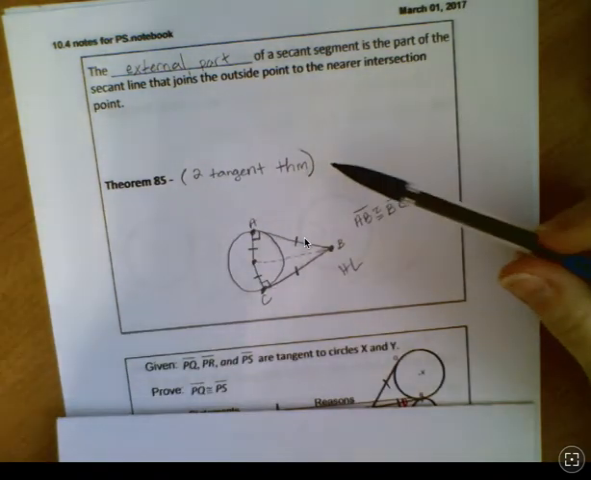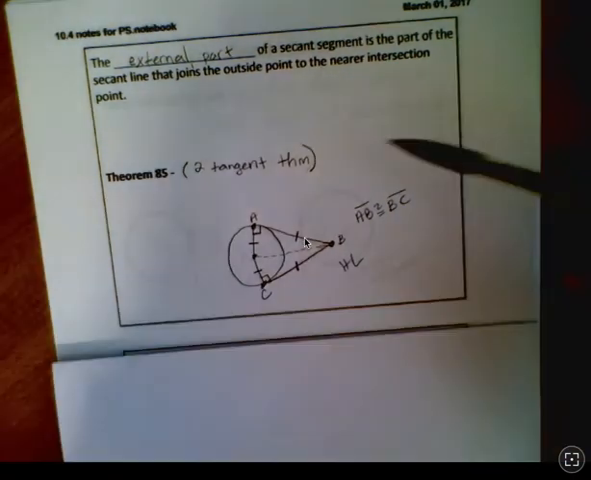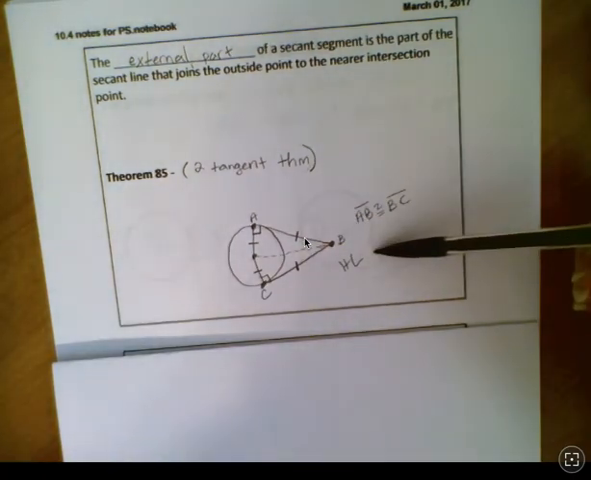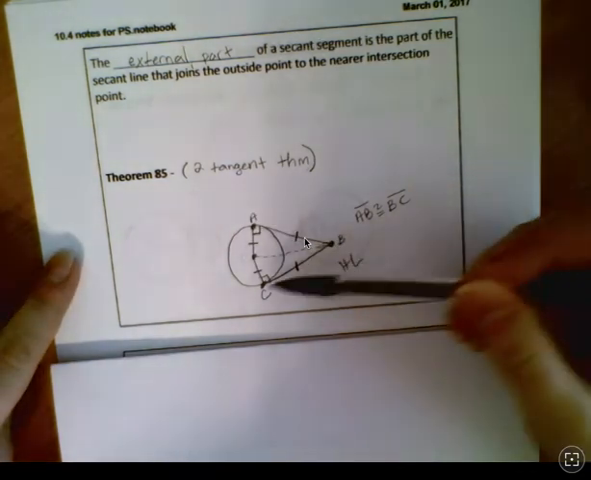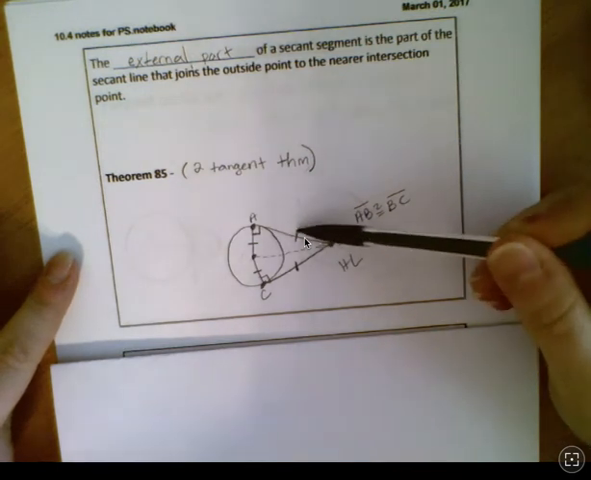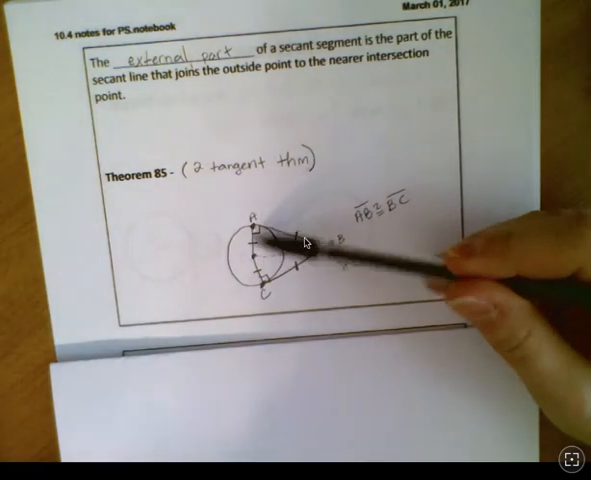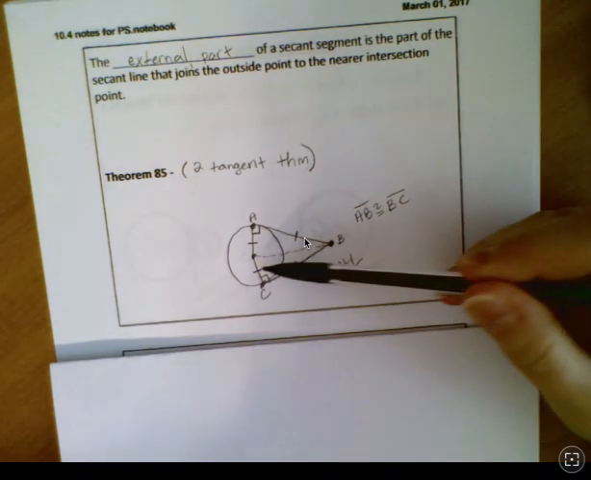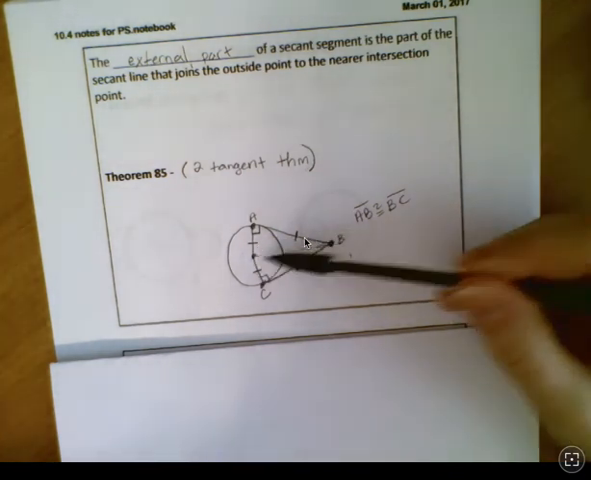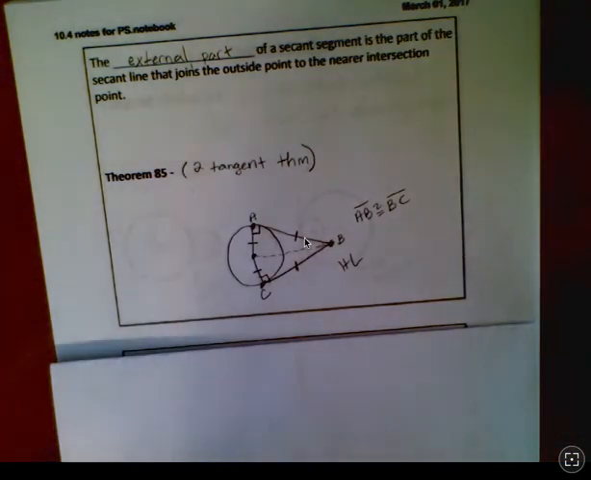Okay, then we have our first theorem, which is already typed up for you, so I'm just going to describe it. It's called the two-tangent theorem, and that is how we're going to refer to it when we use it in a proof. It basically can be proven by hypotenuse leg. If I have two tangent lines and they meet at a common point outside the circle, then they are congruent. We can prove it by hypotenuse leg because we know that these are perpendicular, we know that the radii are congruent, and then they share the hypotenuse. So that would be hypotenuse leg, making AB and BC congruent.